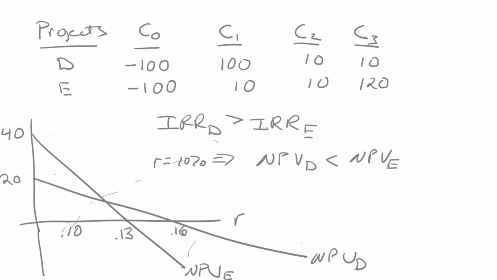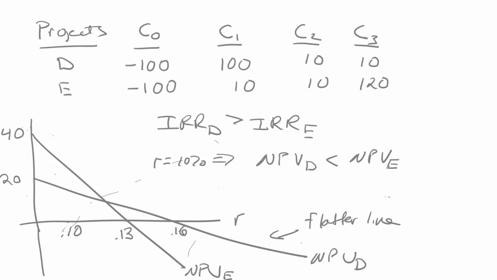What's going on here? So NPV of D is going to be less sensitive to the discount rate than the NPV of E, because for the NPV of D, you get your money back sooner. Notice that this is a flatter line. E has a steeper line.